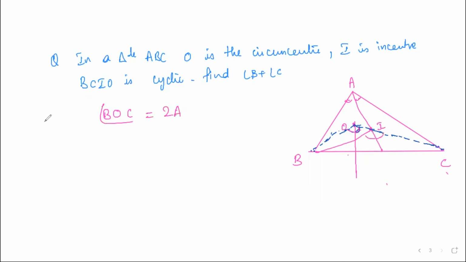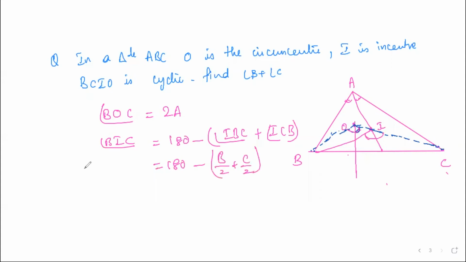Now, if I wanted to find out the angle BIC, angle BIC is nothing but 180 minus angle IBC plus ICB. Since I is incenter, these angles are B by 2 plus C by 2. And we can also write 180 as A plus B plus C, so B by 2 plus C by 2 is nothing but 90 minus A by 2. So we get 90 plus A by 2.